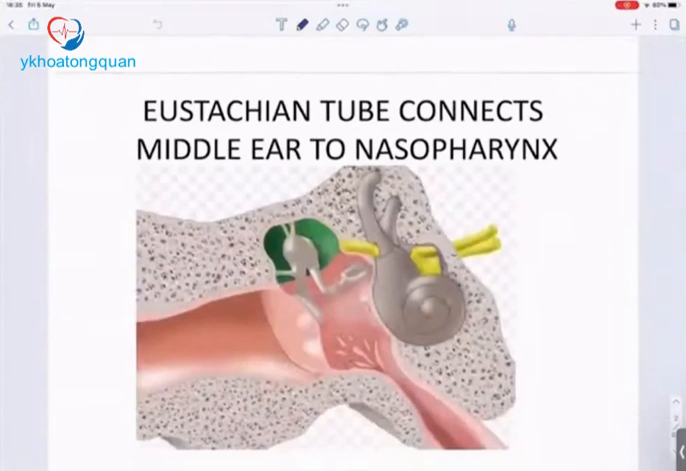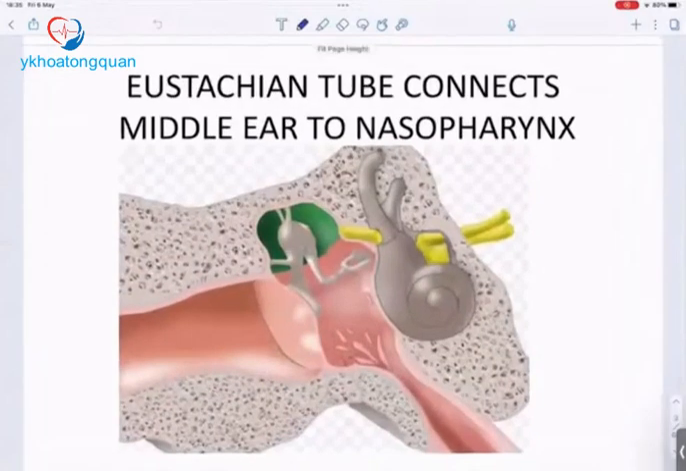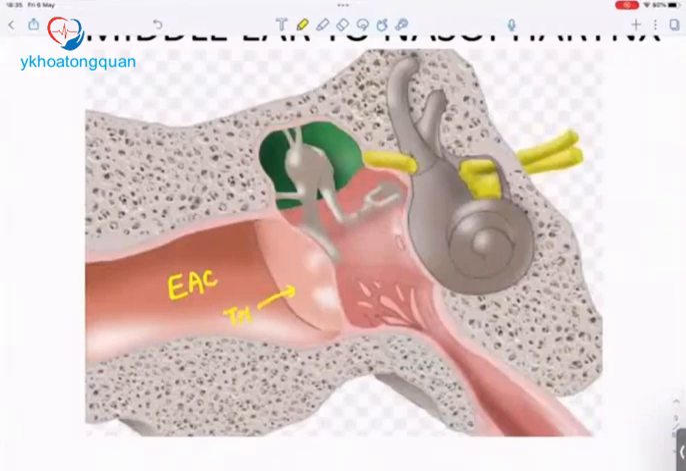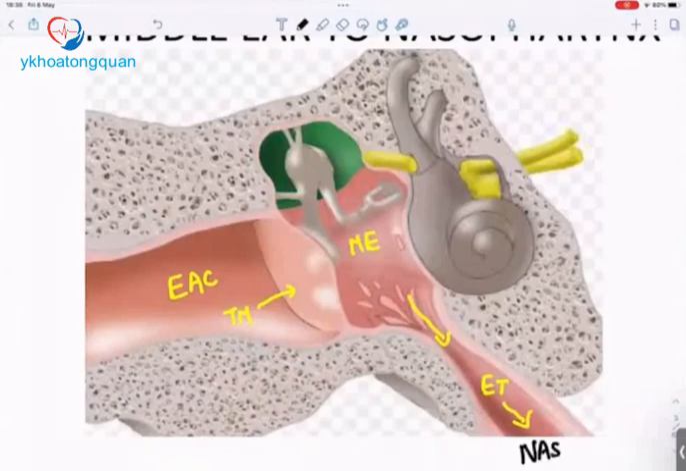Now, what is the role of eustachian tube? It connects the middle ear to nasopharynx. Now, this is our ear, and we very well know this is the external auditory canal, the external ear. This is my tympanic membrane, my eardrum. This is my middle ear, and this is the eustachian tube. From the middle ear it is connected via eustachian tube to right behind the nose, and that area is called nasopharynx.